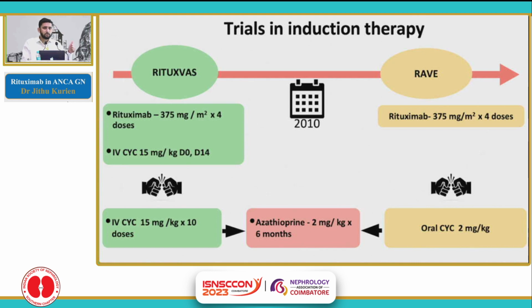In the RITUXVAS trial, as you can see on the screen, they tried to combine Rituximab with cyclophosphamide and compare it with cyclophosphamide. In the RAVE trial, they tried to compare Rituximab versus oral cyclophosphamide. And in both the trials, the cyclophosphamide limb received maintenance therapy with azathioprine, whereas the Rituximab limb never got the maintenance therapy. It's also important to note that in both limbs of both the trials, all of them got methylprednisolone with a steroid taper.